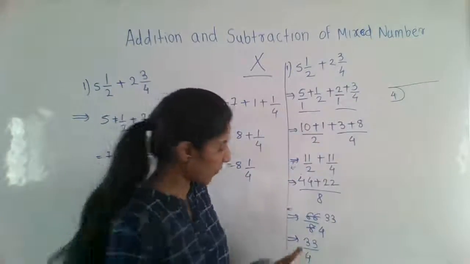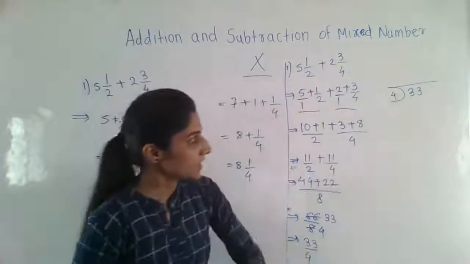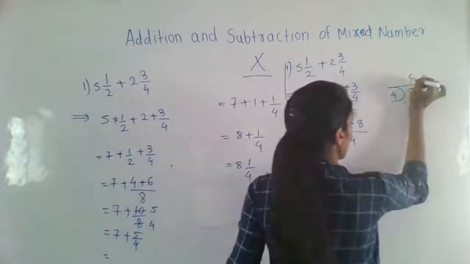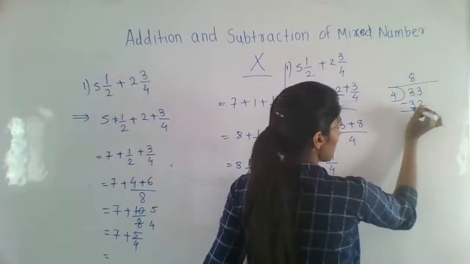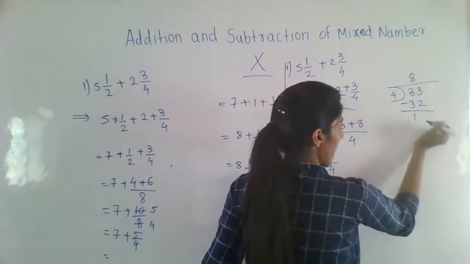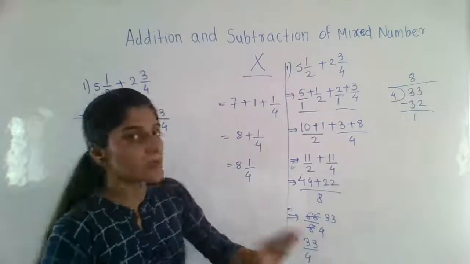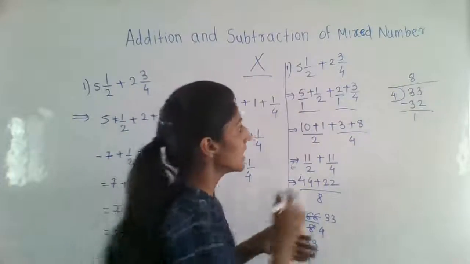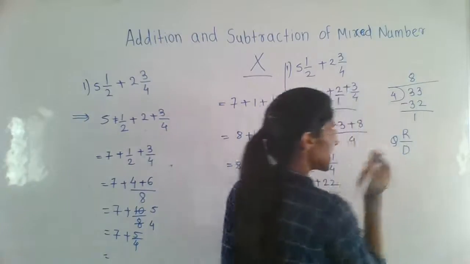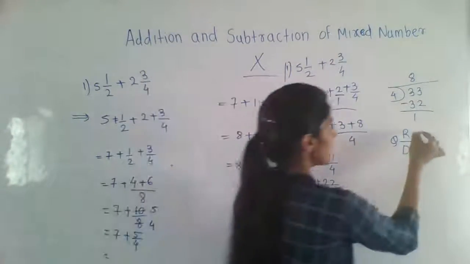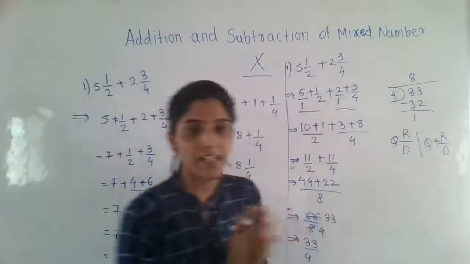33 divided by 4. Now, 4 divides 33. Now you know that 4 8s are 32. Now 33 minus 32 we will get 1. Okay. Now our formula for conversion of improper fraction into the mixed number is QRD. That is the very simple formula, or Q plus R by D.